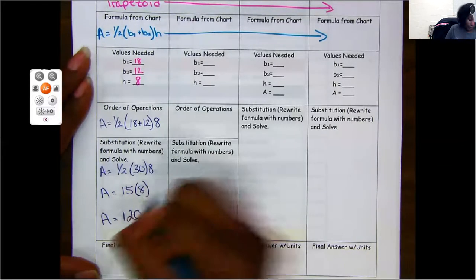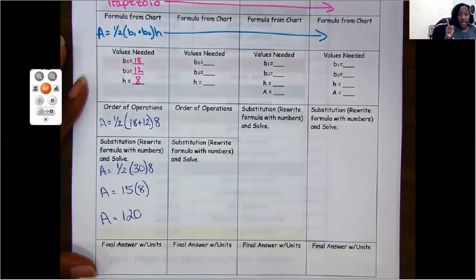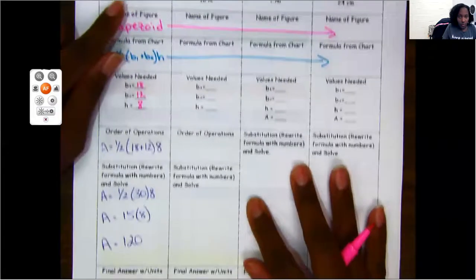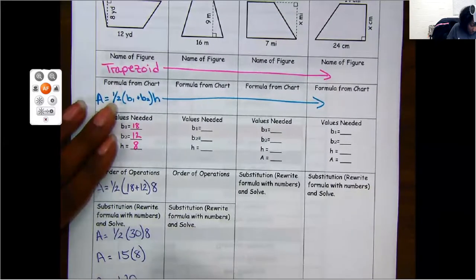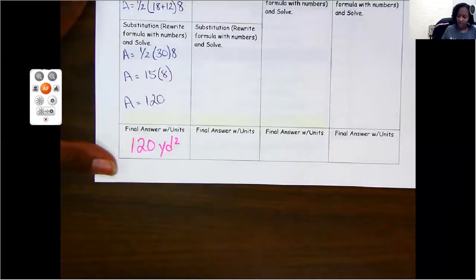Area equals 120. Now, this is not our final answer because remember, our area needs to have units. So down here, I'm going to put 120. Our units are going to be yards squared, because remember, we're looking for the area.